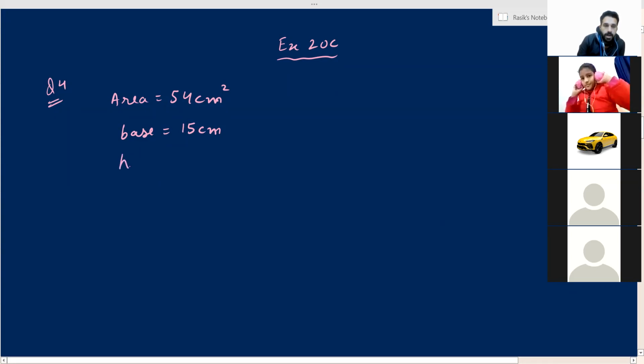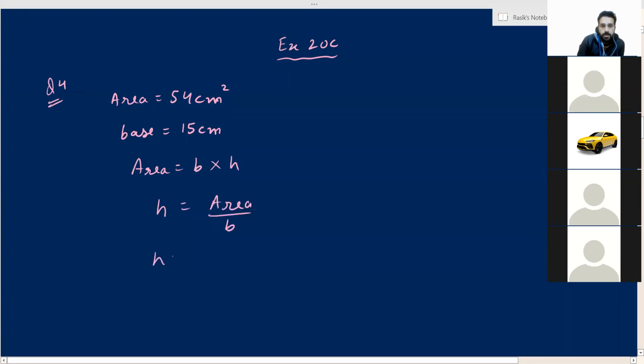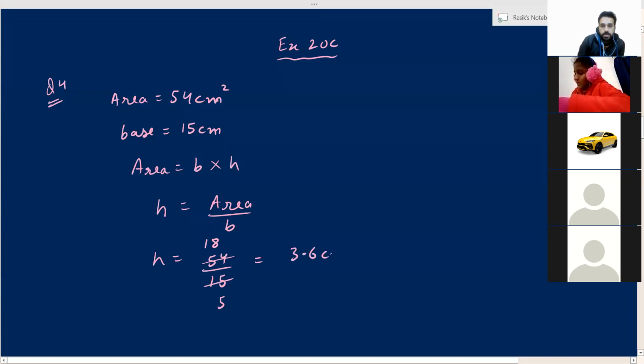So to find the height we can use the same formula. Area is equal to base into height. Here the height is not given, so you will get height as area divided by base. So 54 divided by 15, divided by 3, 18 divided by 5 is 3.6 centimeters.